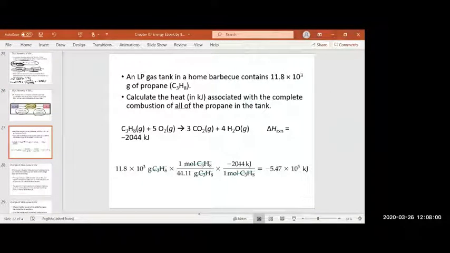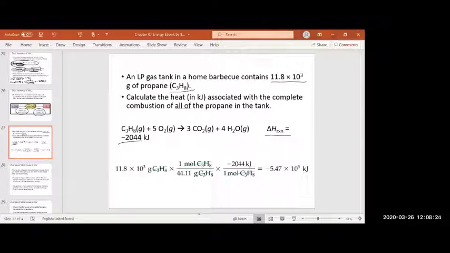Look at this example. We have a gas tank in a home barbecue containing 11.8 times 10 to the power 3 gram of propane, C3H8. Calculate the heat in kilojoule associated with the complete combustion of the propane in the tank. We have this reaction and this delta H.